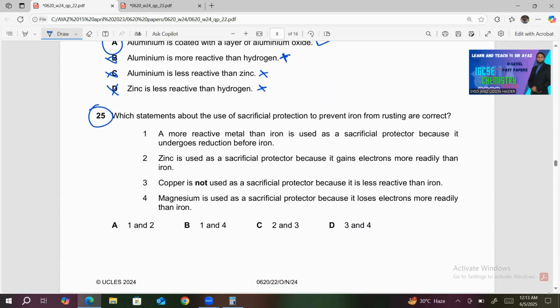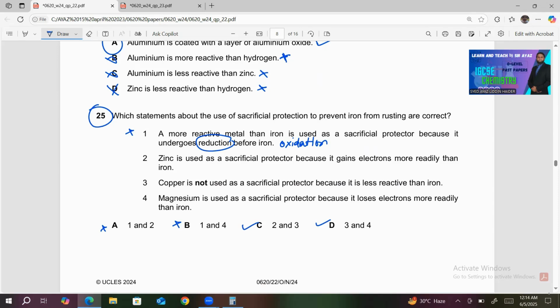25. Which statements about the use of sacrificial protection to prevent iron from rusting are correct? 1. A more reactive metal than iron is used as a sacrificial protector because it undergoes reduction before iron. A more reactive metal than iron can be used as a sacrificial protector, but they are saying reduction. It won't undergo reduction. Instead, it will undergo oxidation. So 1 is incorrect, and so A and B are also incorrect. Either C is correct or D is correct.